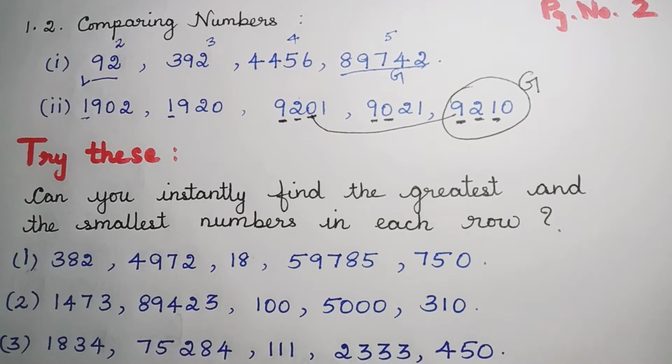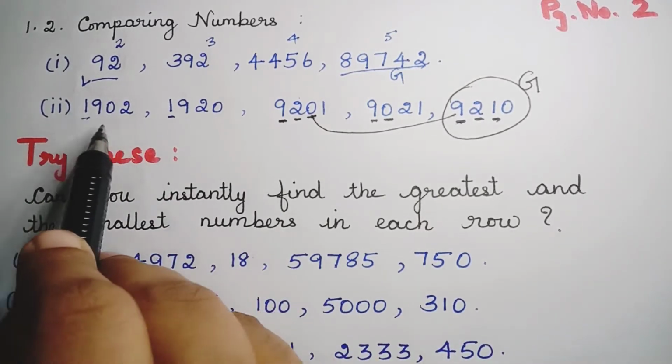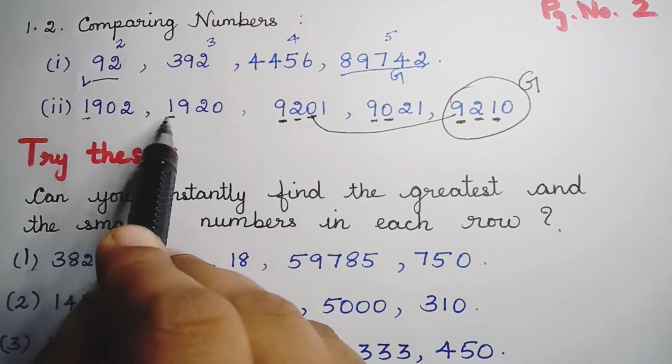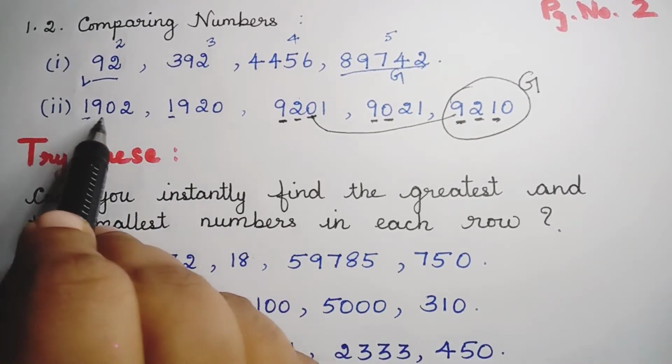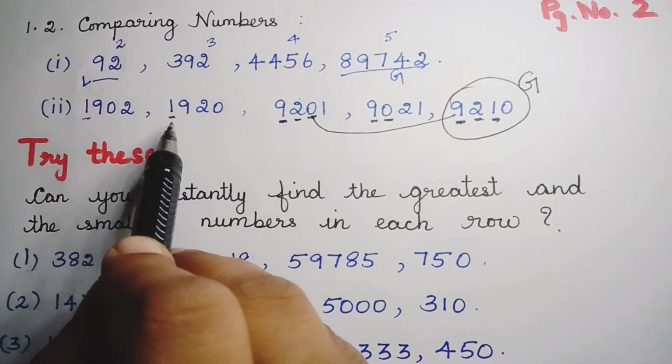In a similar way, we have to find out the smallest number also. How can we find it? We have already filtered out these two numbers because they have the first digit as 1, right? So one of these will be your smallest number. So which one is your smallest number?